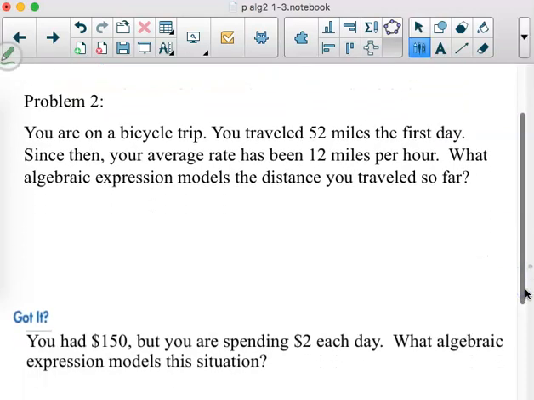Problem 2. You're on a bicycle trip. You traveled 52 miles the first day. Since then, your average rate has been 12 miles per hour. What algebraic expression models the distance you traveled so far? All right, think about that for a minute.